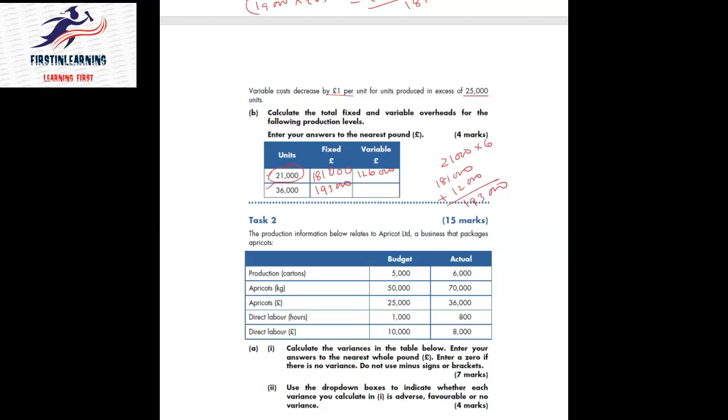On the other hand, the variable cost up to 25,000 units will be £6. So 25,000 units times 6 is 150,000. And if it is more than that, it will be decreased by 1 per unit. So 36,000 units we make, and up to 25,000 is 6. So for the 11,000 units, the variable cost will be 5, £1 less, times 5, so 55,000. And if I add this to 150,000, my total variable cost will be 205,000. This is our total variable cost for 36,000 units.